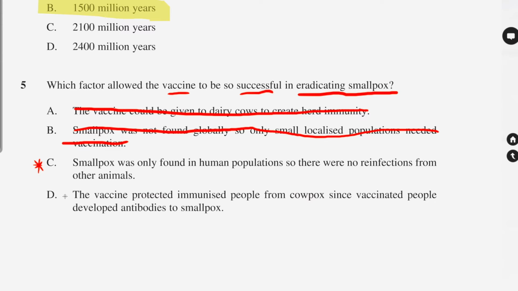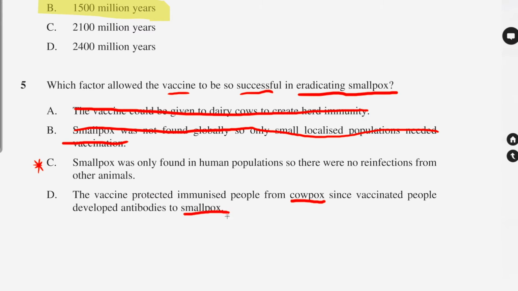So that sounds plausible. Let's have a look at the last one. D. The vaccine protected immunized people from cowpox since vaccinated people developed antibodies to smallpox. Now this is the answer that I think most people got confused with, and I think this is the answer that was mostly selected. This is a case where you've got to be very careful with the way the words are done here. The vaccine protected immunized people from cowpox. Now, you could argue that that's kind of correct because it did include cowpox, or at least the original versions did. They've been developed a lot since. Since vaccinated people developed antibodies to smallpox.